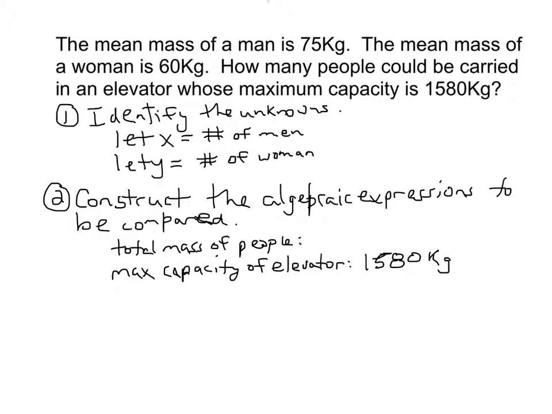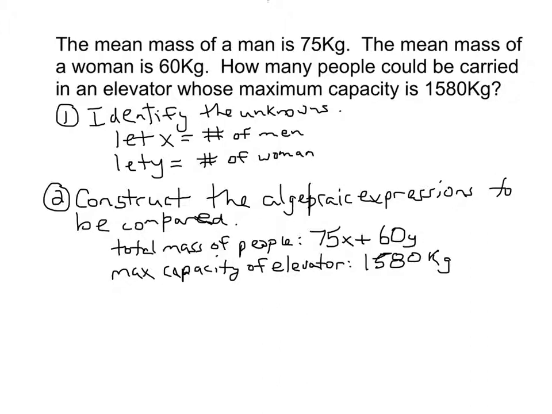So what we don't know, the tougher one, is the total mass of people. Well, let's put that together. How many men are in the elevator? Look just above it, on unknowns. How many men are in my elevator? X. How much does each man weigh? 75 kilograms. So we have 75 kilograms times however many men there are, plus each woman weighs 60 kilograms times how many women there are.